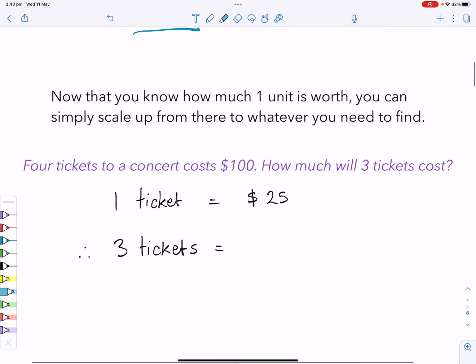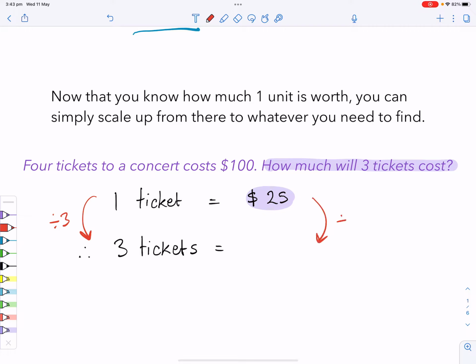So this is the actual full question here. I borrowed it from the book. It says, same as before, 4 tickets to a concert costs $100. How much will 3 tickets cost? Well, we already found that 1 ticket is $25. So all I'm going to do is triple my answers on both sides. Oh, that's supposed to be times, my apologies. So 25 times 3 gives me 75, and there's the answer.